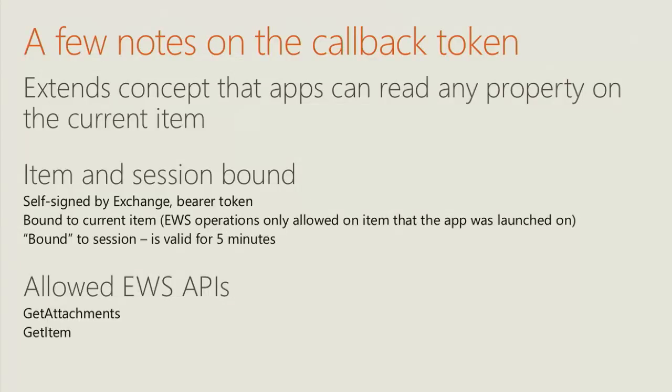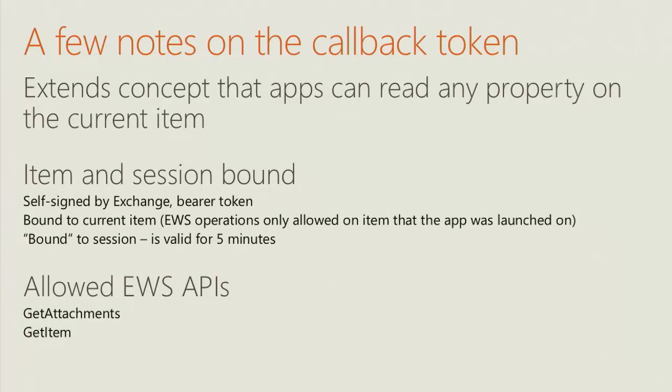Now, item bound meaning that the operation get attachments or get body, because body is still a property on the current message, that operation can only be done against this item. So you can't use a callback token to go and do any other EWS operations. And session bound, I put in quotes, ideally we would only make it possible to call get attachments while the app is open. But that's actually very, very difficult for us to do. So we approximated. We just made this callback token valid for 5 minutes. And if it expires, the app is still open, it can just go and request a new one.